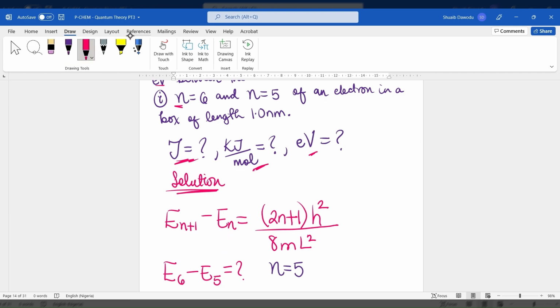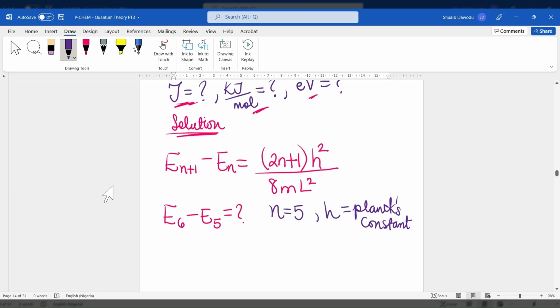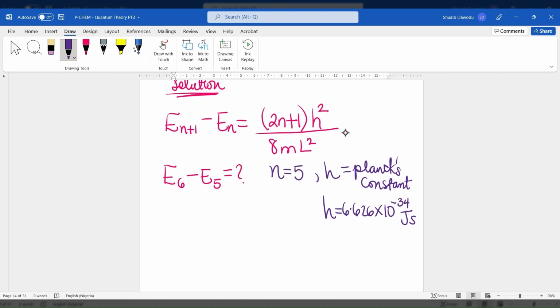The next thing we have is that we're given h. What is h? Well, h is simply Planck's constant, which is a constant value all the time. If you've been watching my videos on physical chemistry, you're going to already know what Planck's constant is. If you don't know it, try to memorize it. h is simply 6.626 times 10 raised to the power of negative 34 joule seconds. And then, of course, we're given m.